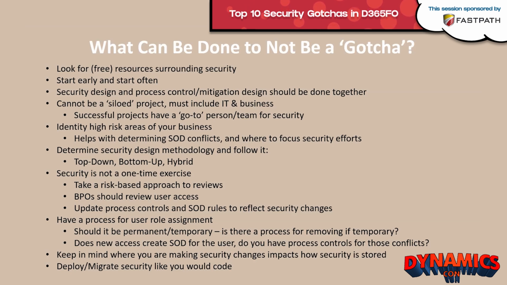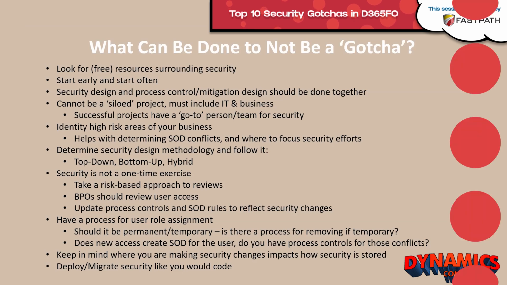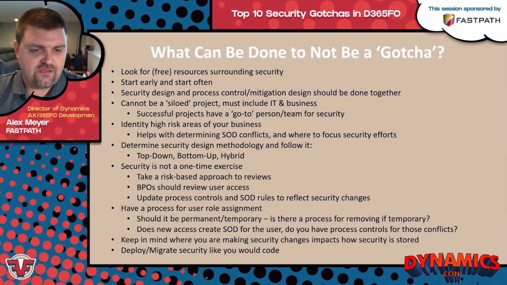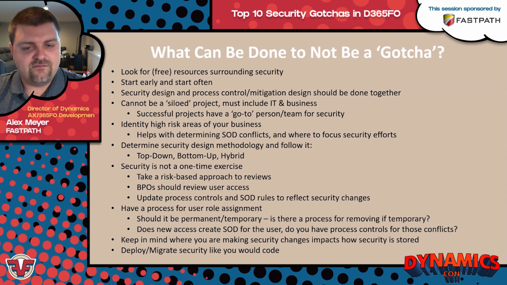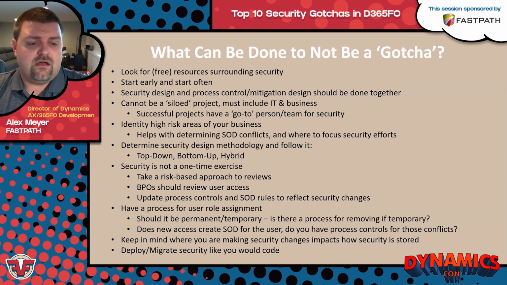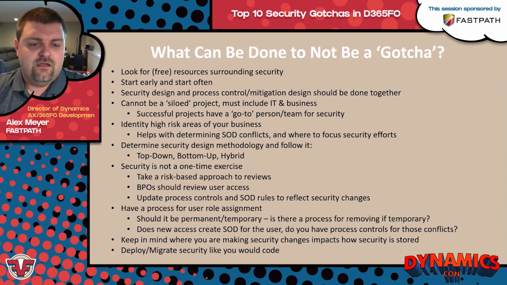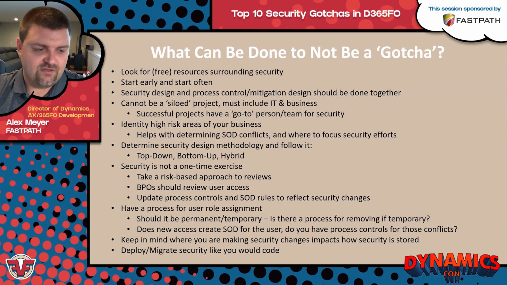I kind of talked about this before, but you want to take that risk-based approach and identify high-risk areas of your business. This is about setting up security, a bunch of different areas of things that we went through. But if you can identify those high-risk areas of your business, that's going to help determine where your SOD conflicts should be and where you should focus your security efforts. Determine which security design methodology you want to use, right? Are you going to use top-down, or bottom-up, or are you going to do a hybrid? I would probably recommend looking at that hybrid approach and using that least privilege or bottom-up security when you're dealing with high-risk areas of your business.